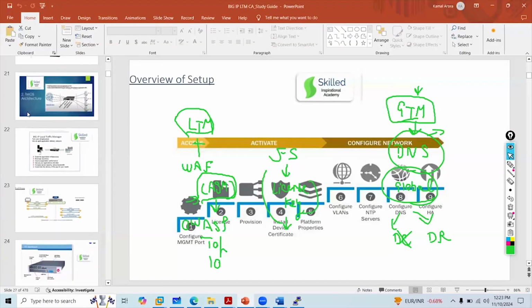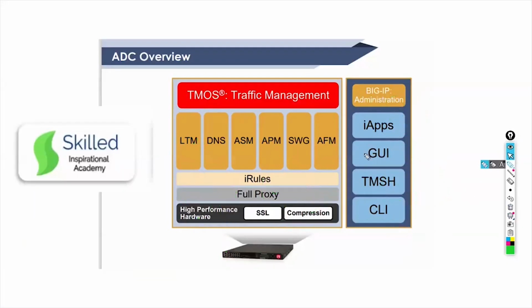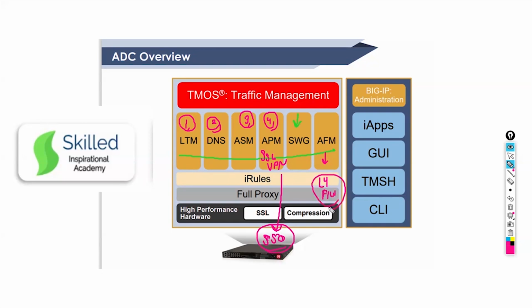I will show you one thing. These are all the modules which come with license. Some you don't get, but these are your main modules. Your Local Traffic Manager, your intelligent DNS, ASM. APM is called your SSL VPN or single sign-on solution. AFM is called your layer 4 firewall. But nowadays people don't use F5 as AFM. And this is called your forward proxy. You can use F5 as reverse proxy and forward proxy.